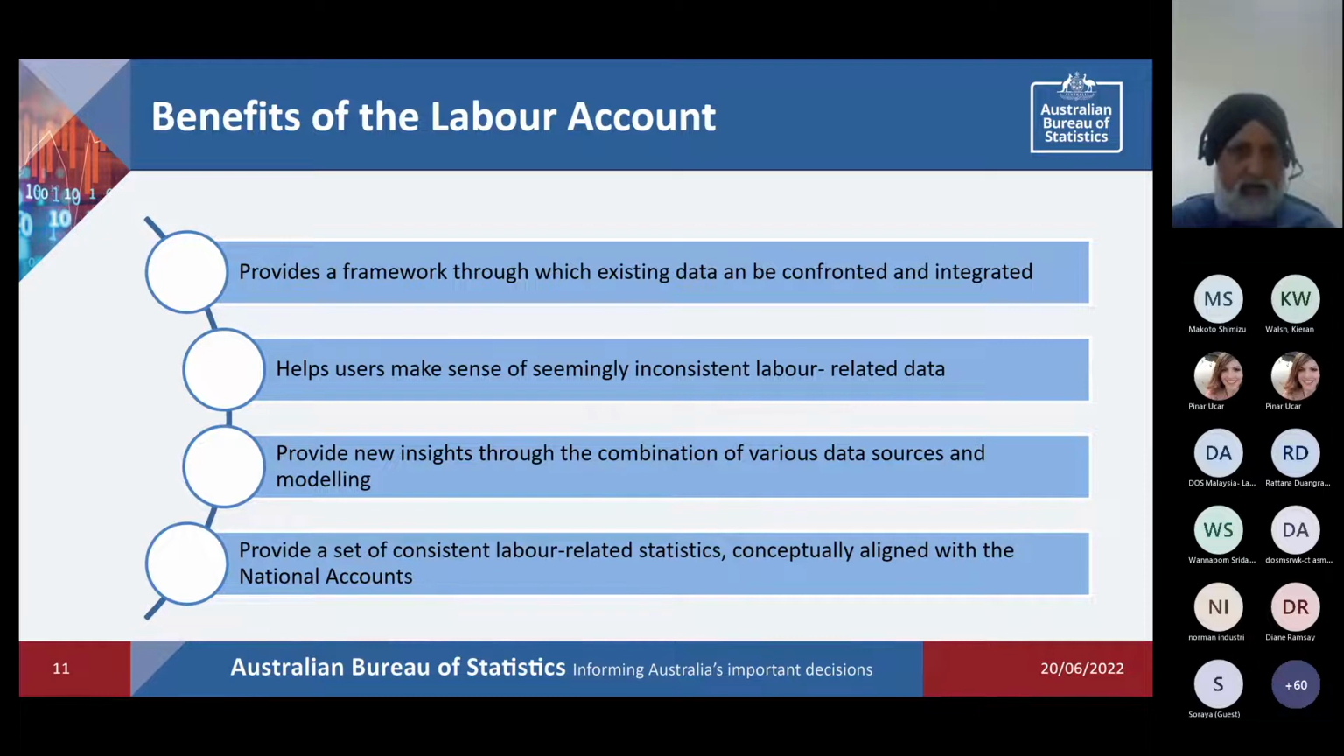A labor account is meant to be a complement to, not a replacement for, the existing suite of labor statistics that are available internationally. And I think that's very important to emphasize, that developing a labor account does not mean that you can stop running your labor force survey, for example. The labor account actually provides additional information that complements but does not replace the existing suite of high quality labor statistics that are released internationally. And that's a key point that I just want to emphasize at this point.